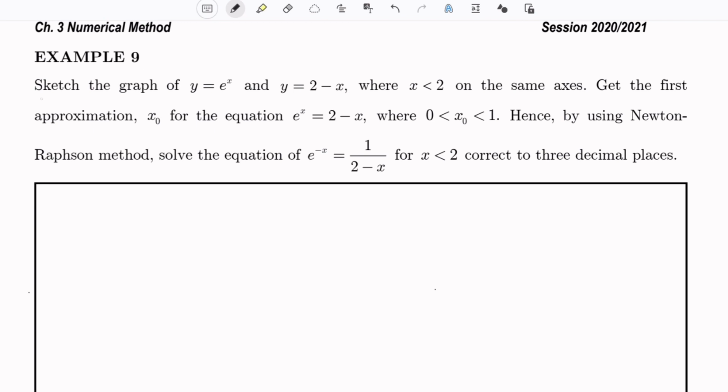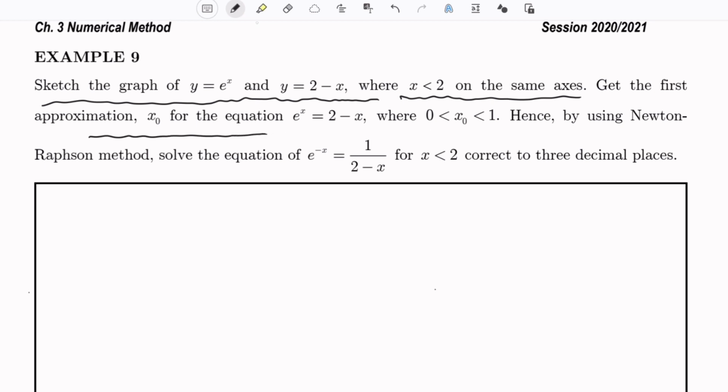Example 9. So sketch the graph of y equals e^x, y equals 2 minus x, where x less than 2 on the same axis. Get the first approximation x0, where x0 is in between 0 and 1. Hence, by using Newton-Raphson method, solve the equation for x less than 2, correct to 3 decimal places. So, highlight the 3 decimal places.